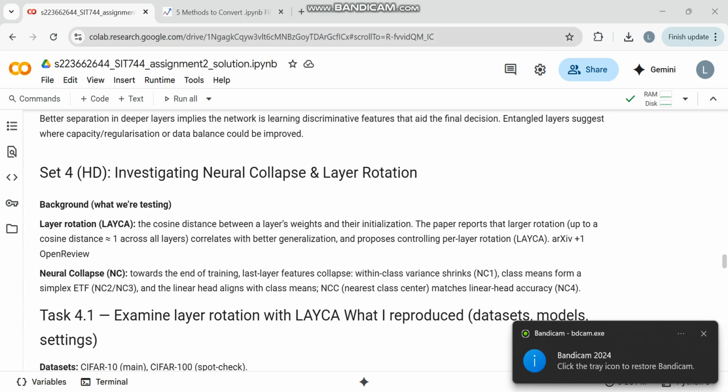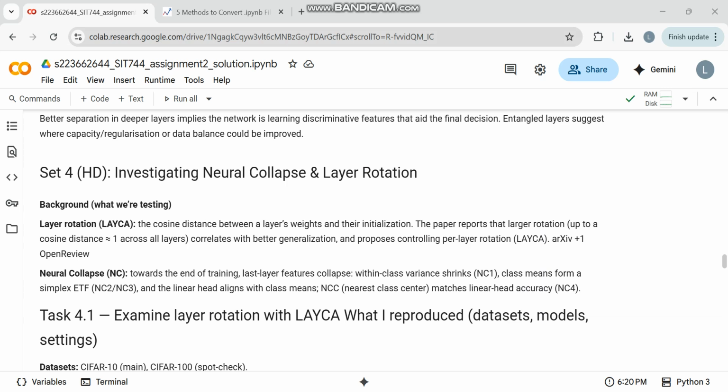So hi, I'm Siddharth and in this short talk, I'll share what we learned about neural collapse and layer rotation, how our experiments connect to generalization, and the biggest open question we uncovered. So let us move forward.